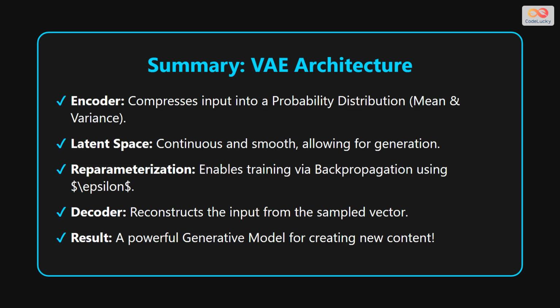To summarize, the Variational Autoencoder consists of an encoder that compresses data into a probability distribution, a Reparameterization trick that allows for training, and a decoder that reconstructs the data. This architecture balances accurate reconstruction with a smooth, organized latent space, making VAEs a fundamental building block in the world of generative AI.